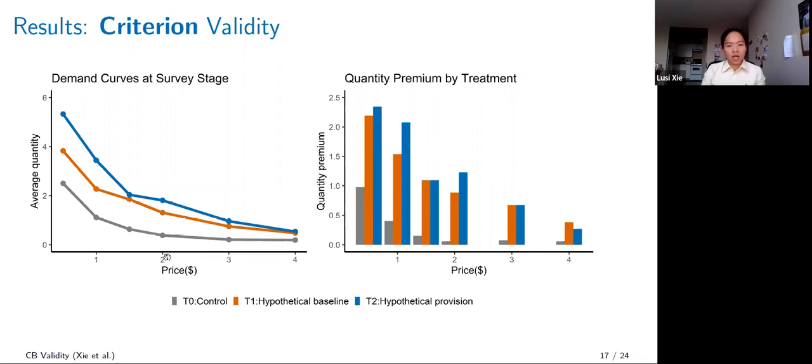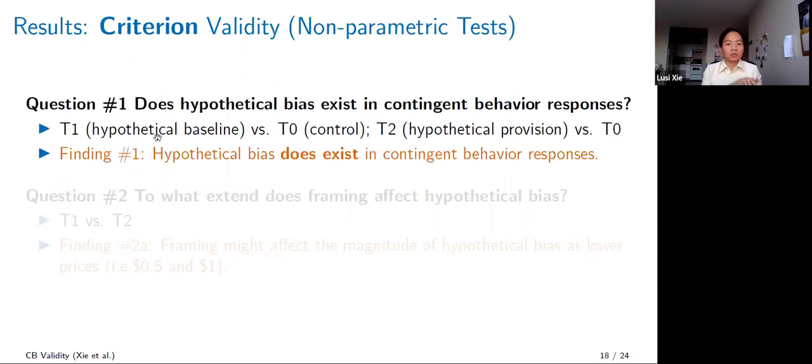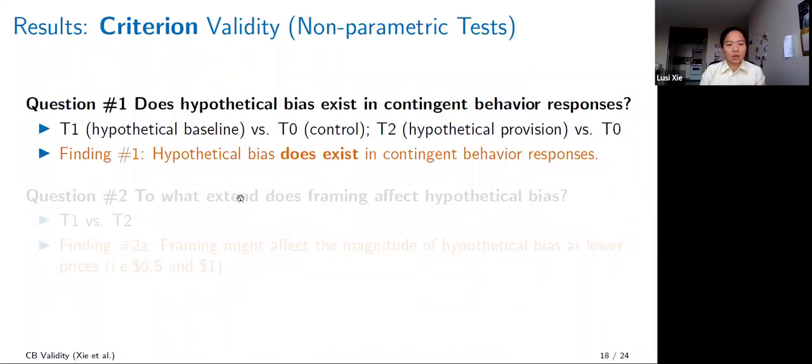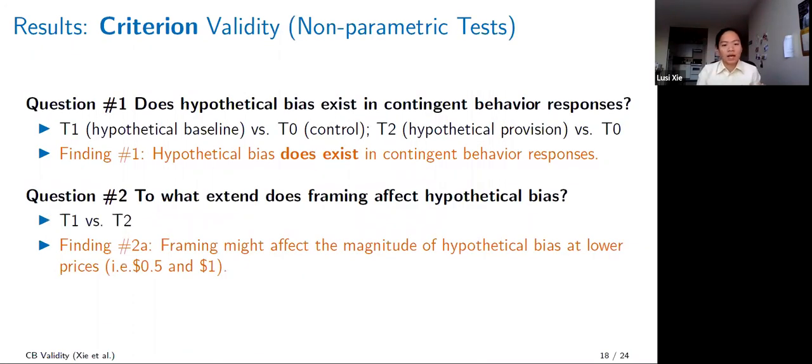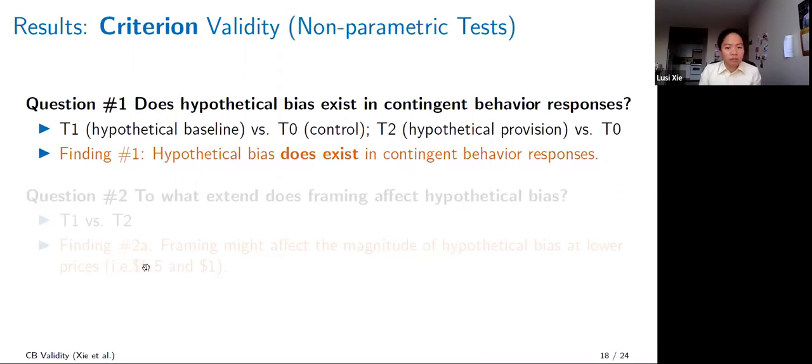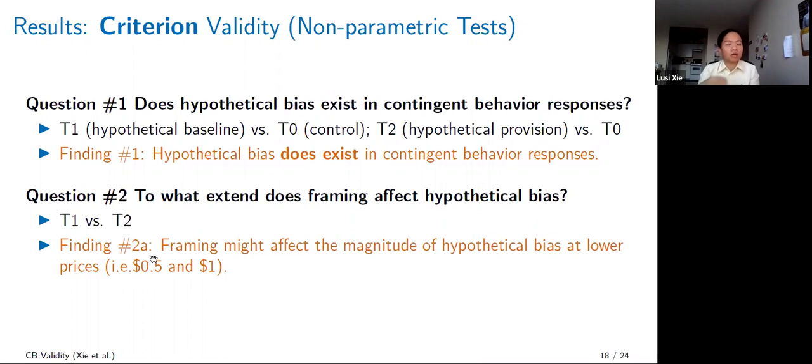And here is what we have found. By comparing treatment groups with the control group, we do find hypothetical bias because those two quantity decisions or quantity premiums are significantly different. And the second one is to compare the two treatment groups. We only find significant differences for these two prices, like these four dots basically. Therefore we think framing might affect the magnitude of the hypothetical bias at lower prices, but not overall.